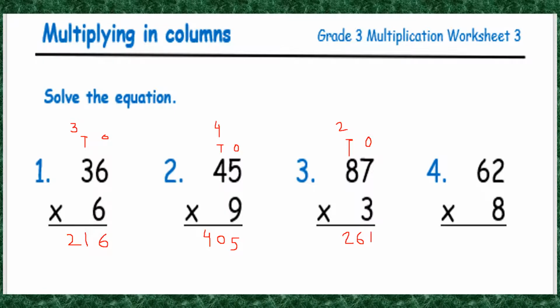So 261. Now fourth question, children. 62 multiplied by 8. Now see the ones and tens. Now 2 is ones and 6 is at tens place. Now 8 2s are 16. 6 you will write here. 1 as carry on tens. 8 6s are 48 plus 1 is 49. So what is your answer, children? 496.